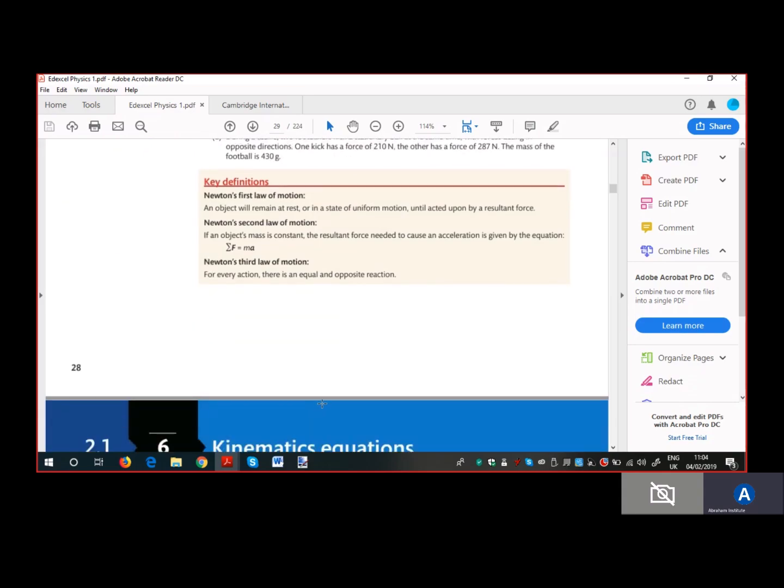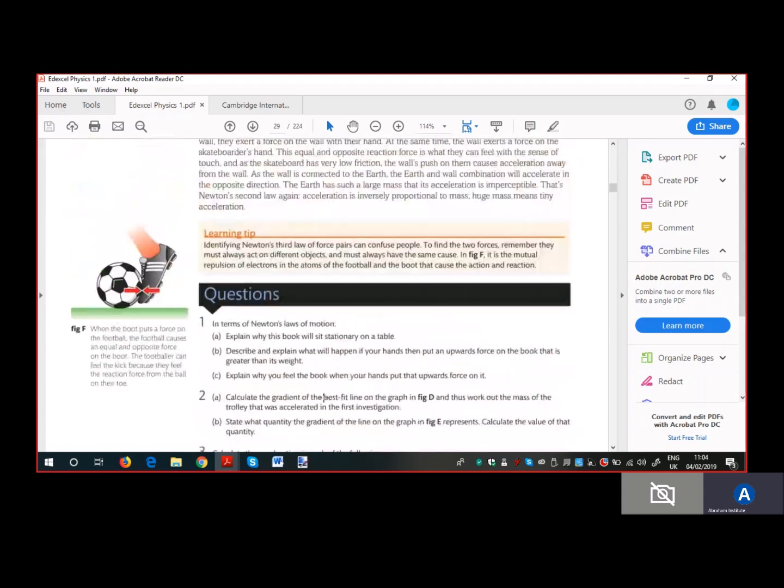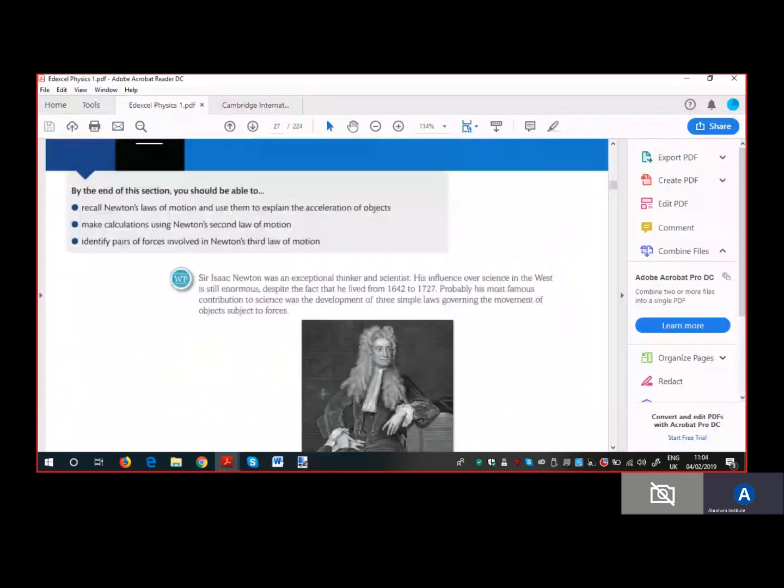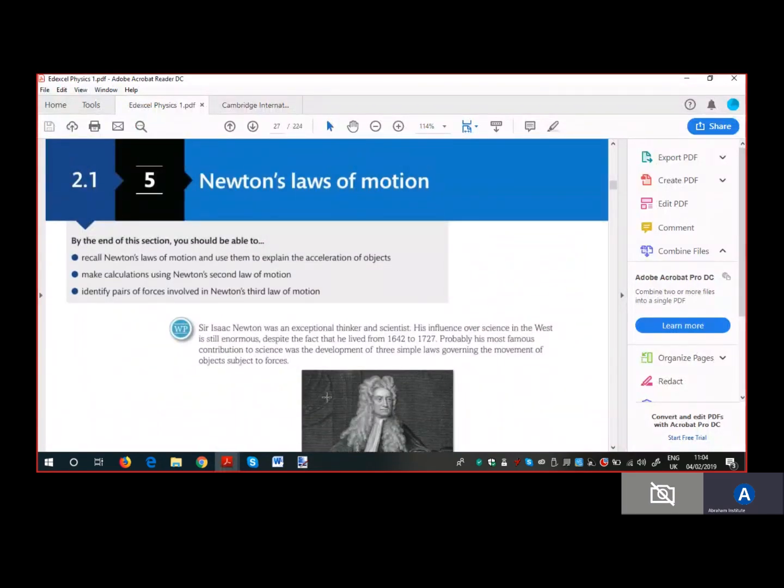All right, that's the end of Newton's laws of motion. We discussed all three laws: Newton's first law, Newton's second law, and Newton's third law. Any questions? No, sir.